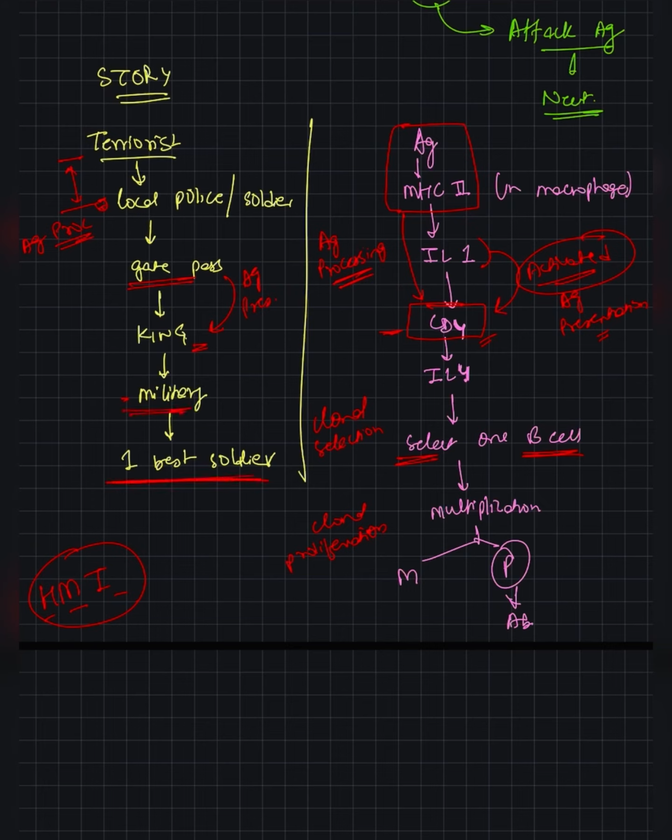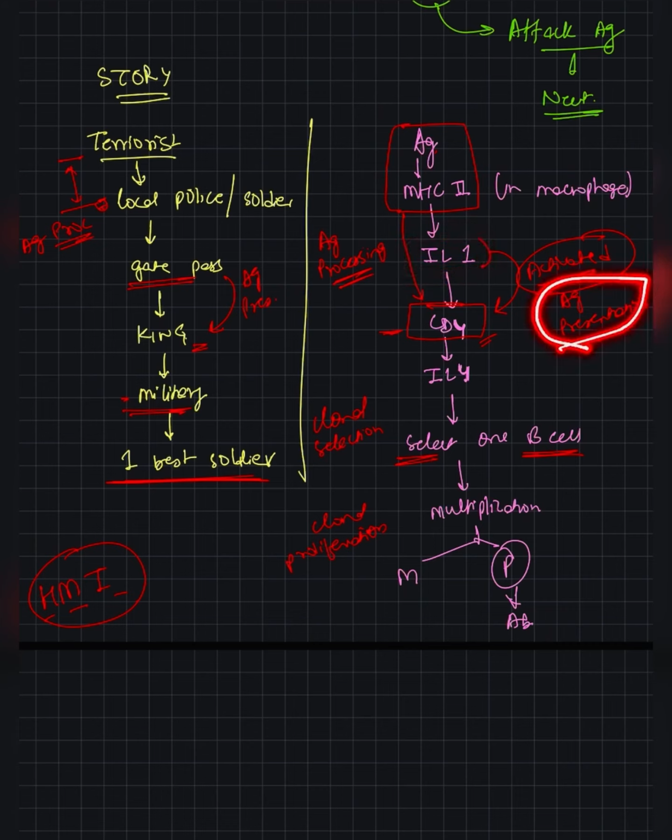This is the story. Now, what actually happens is the antigen binds with the MHC2 complex, or we can say that the MHC2 complex takes the antigen towards the king. The process of going towards the king is known as antigen processing. And after reaching the king, meaning CD4, the MHC2 going towards CD4 is antigen processing, and the release of interleukin 1 which activates CD4 is antigen presentation.